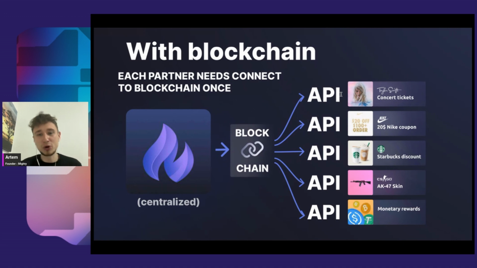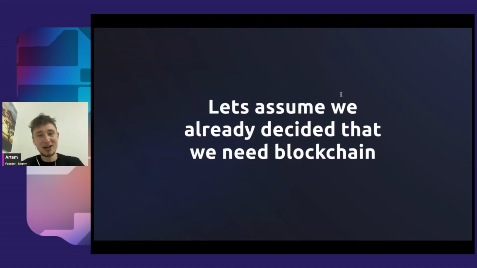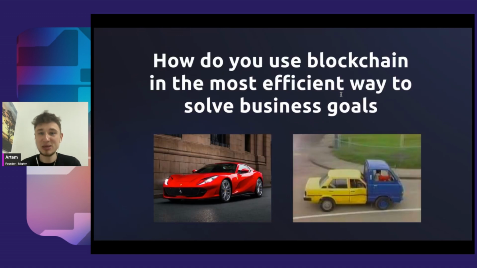This is only one of the problems we can solve with blockchains. But let's go further. Let's assume we have decided that we need blockchain in some fashion. How exactly do we implement blockchain in the most efficient way to solve your business goals? How do we end up with a Ferrari and not this funny car?